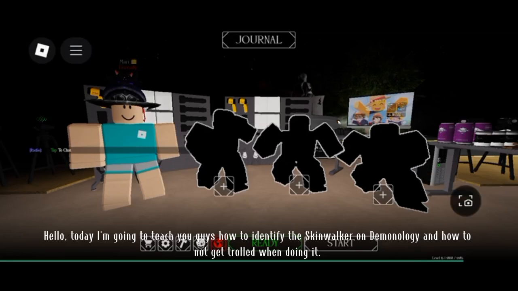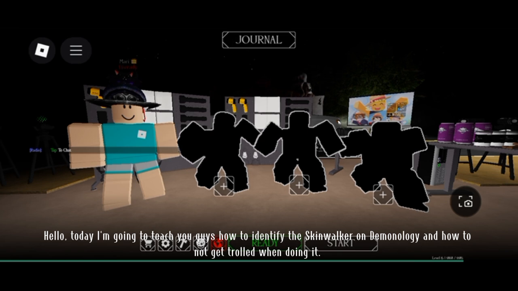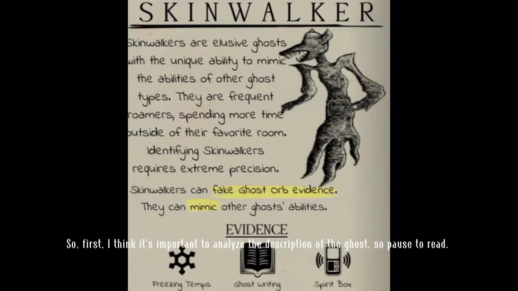Hello, today I'm going to teach you guys how to identify the Skinwalker on Demonology and how to not get trolled when doing it. So first, I think it's important to analyze the description of the ghost, so pause to read. Did you read it? If yes, let's go. First, let's analyze their behavior.